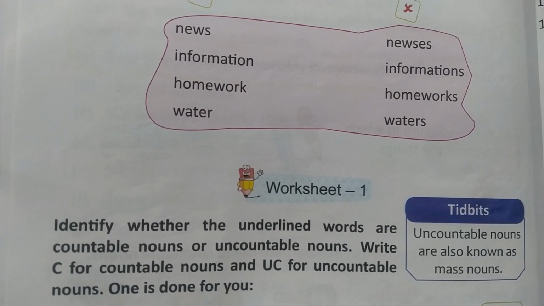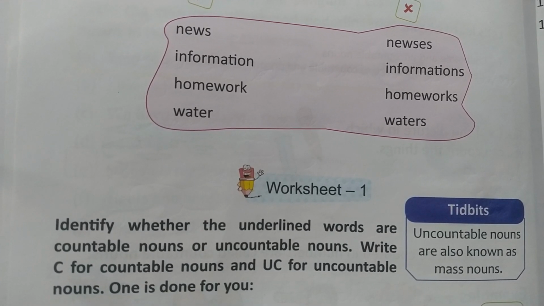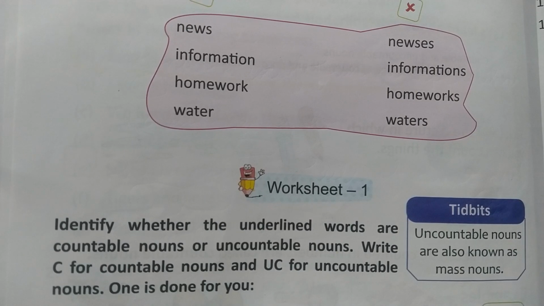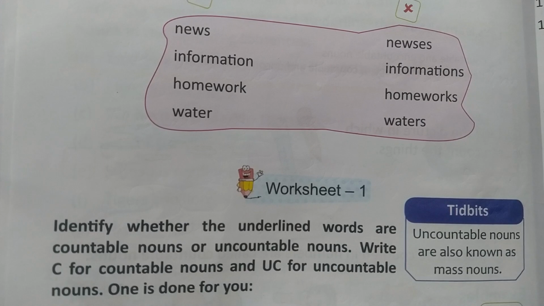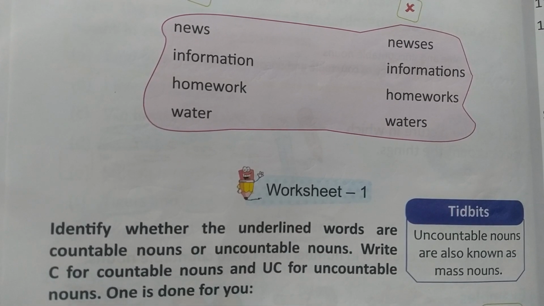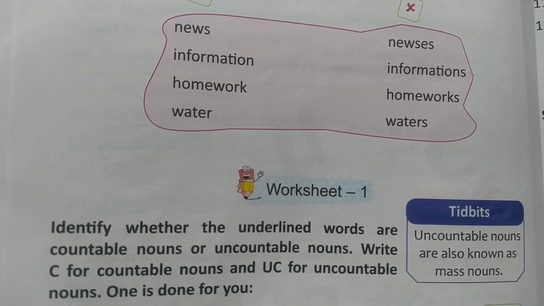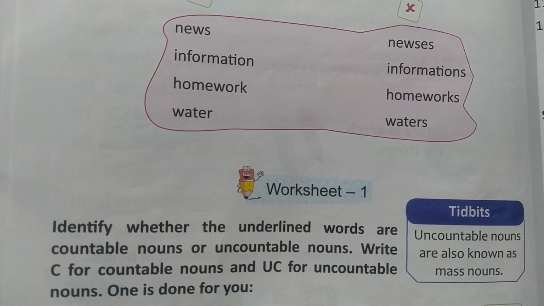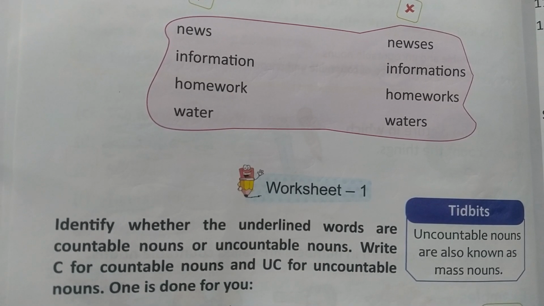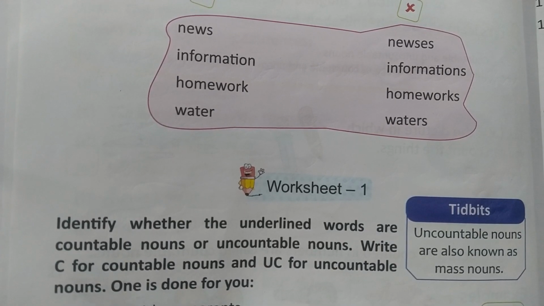Now, why is homework an uncountable noun but a page of homework is countable? Because we can count the number of pages in our book, but we cannot count the amount of homework which is given. Ma'am has given some homework. Some homework has been given, but how much homework has been given? We cannot count it. Ma'am has given 5 pages of homework. So, we know that the homework is of 5 pages, but we cannot count homework. We can count the number of pages of homework. So, that is where the difference lies: homework is an uncountable noun, but a page of homework is countable.